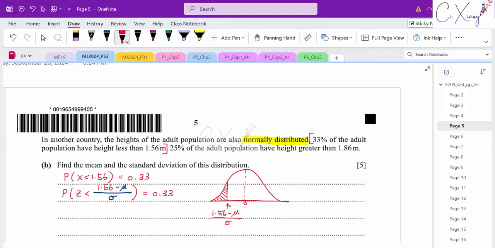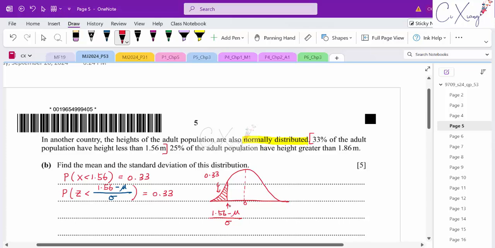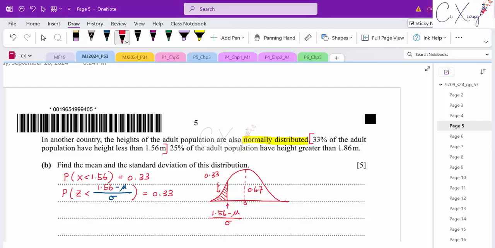You have to find it in the reverse way, because now we have the probability 0.33, and the large area should be 0.67. We have the probability and we want to find the value of Z. Just now in part A, you had the value of Z and wanted to find the probability. Compare the process and you will realize that this is a reverse process: the probability is provided and you want to find Z.